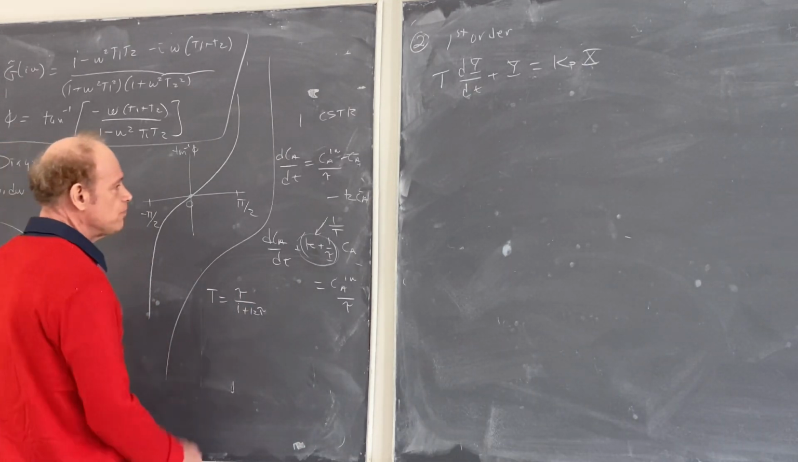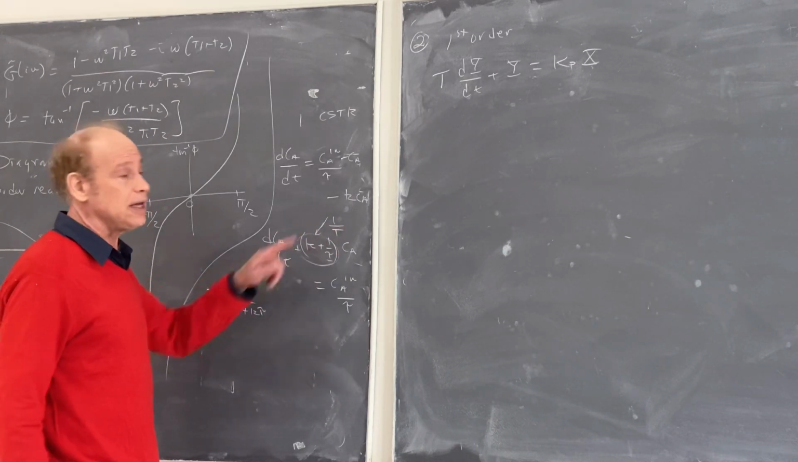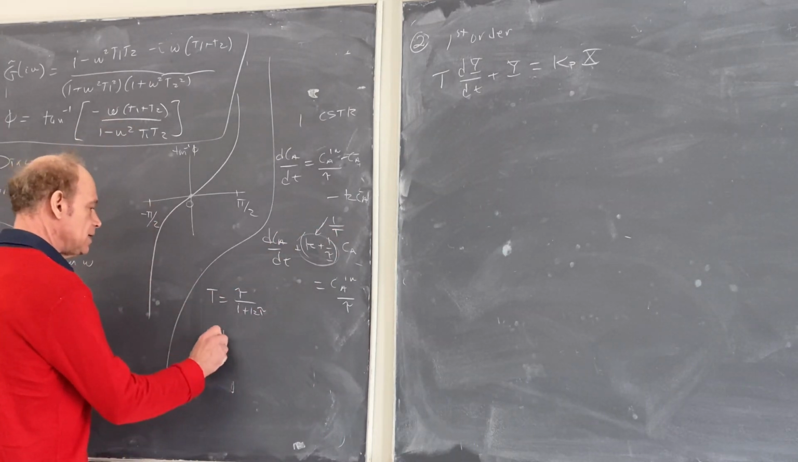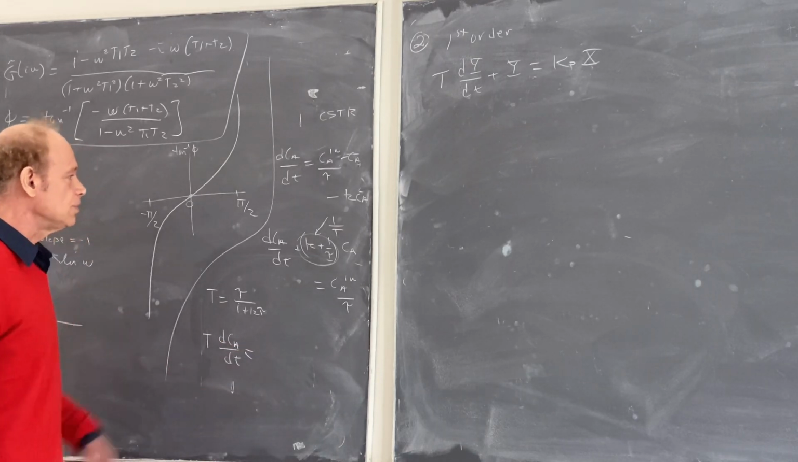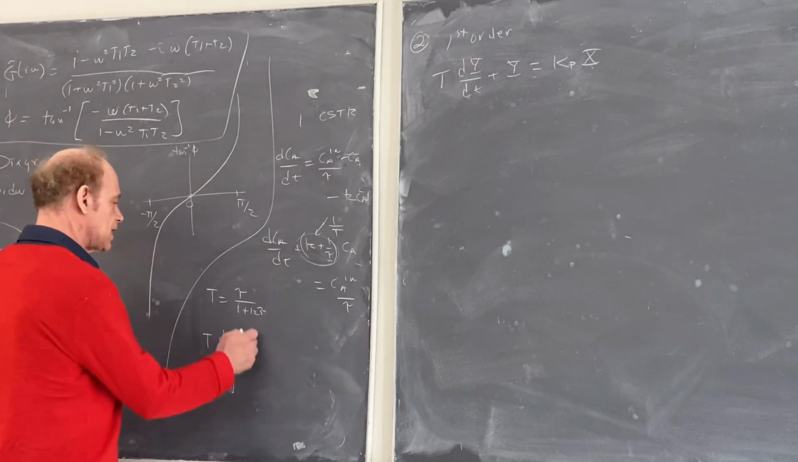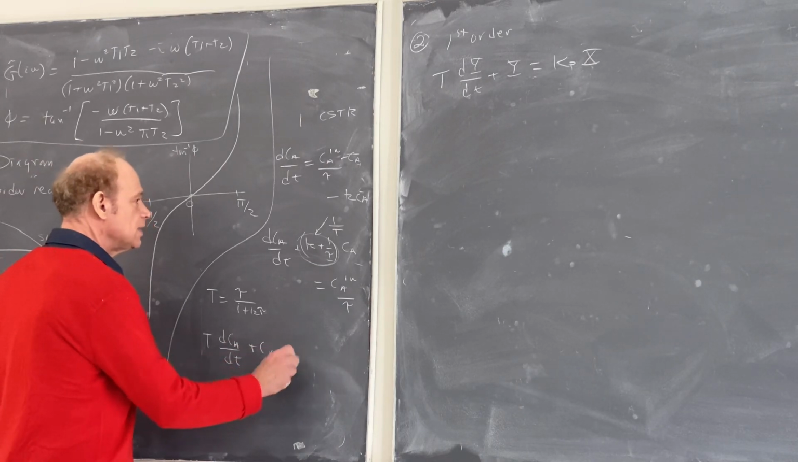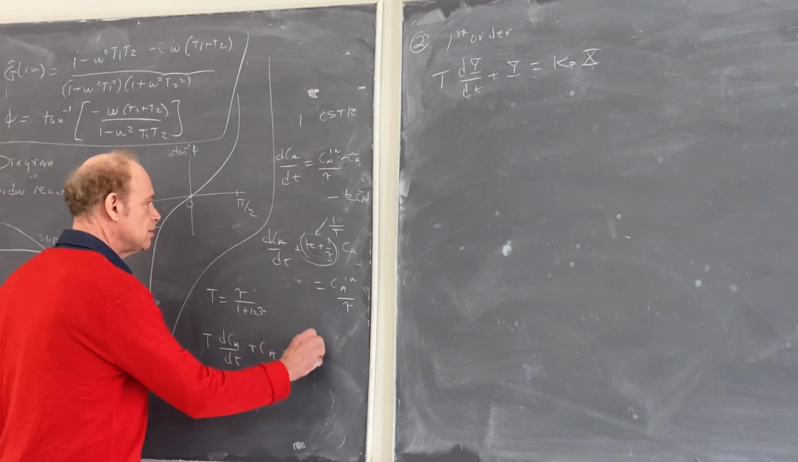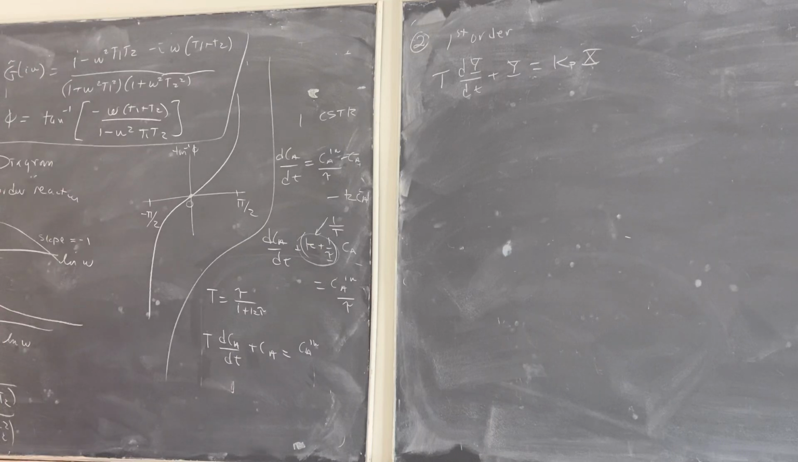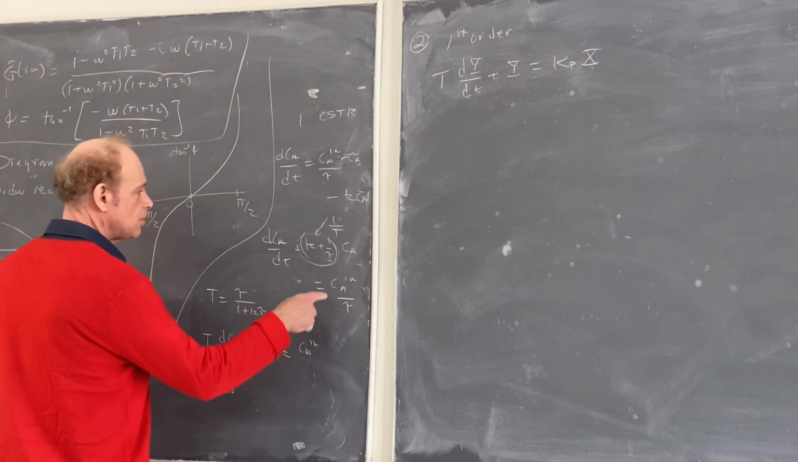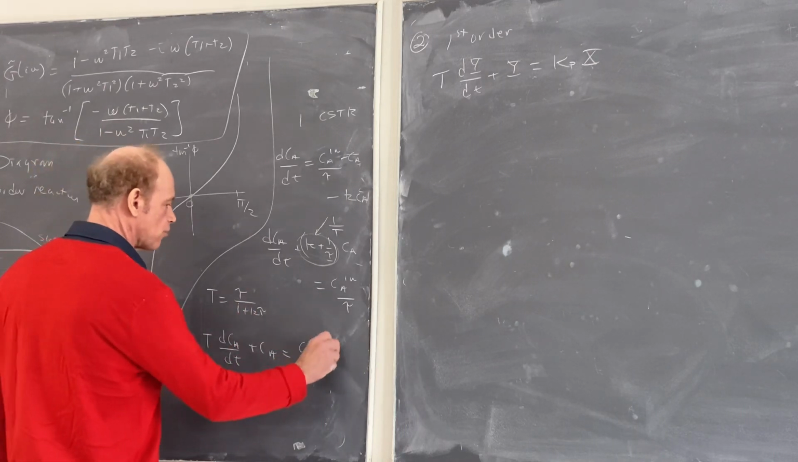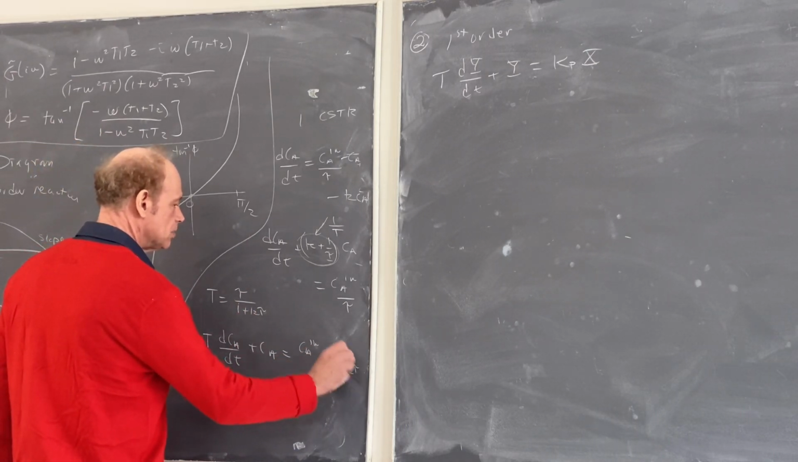So now, if I just multiply through by t, I get t dCA/dt plus CA is equal to CA in times t over tau, where t over tau is 1 over 1 plus k tau.